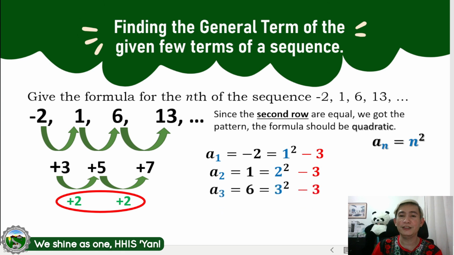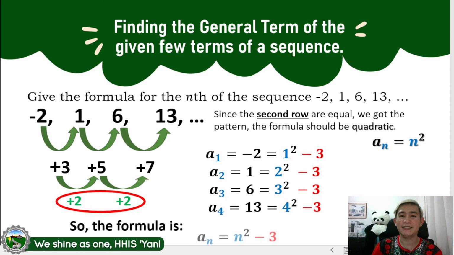So for our third term, which is 6, 3 squared is equal to 9. But we have to get 6. So we have to subtract 3. And the fourth term is 4 squared, which is 16, but we have to get 13. So therefore, we have to subtract 3. So the formula of this sequence is a sub n is equal to n squared minus 3.